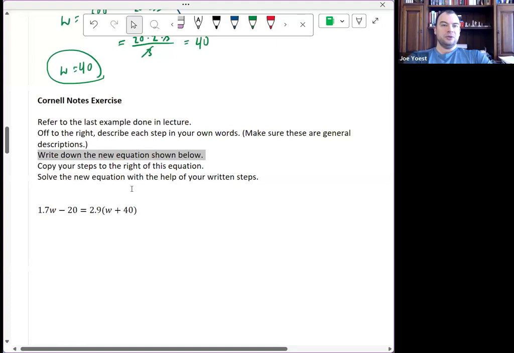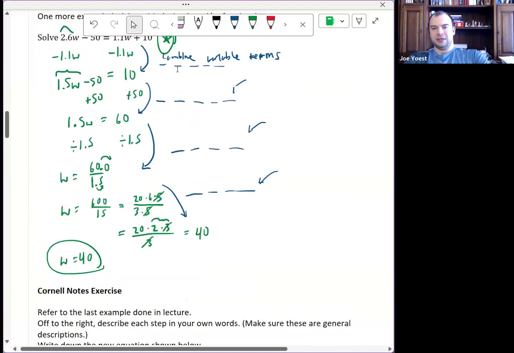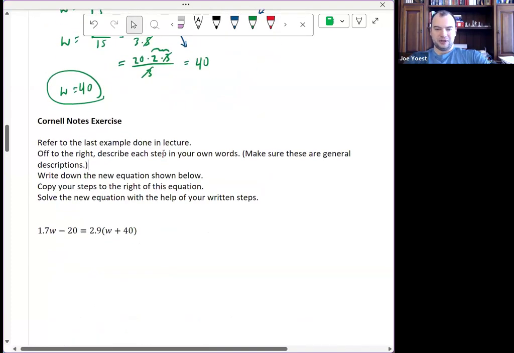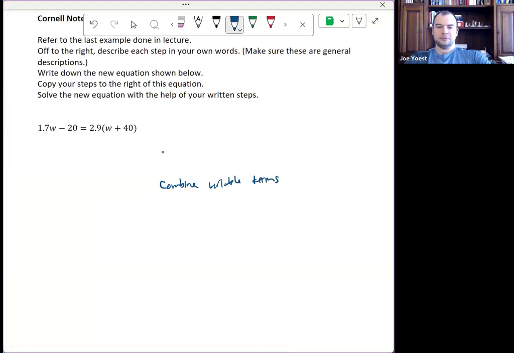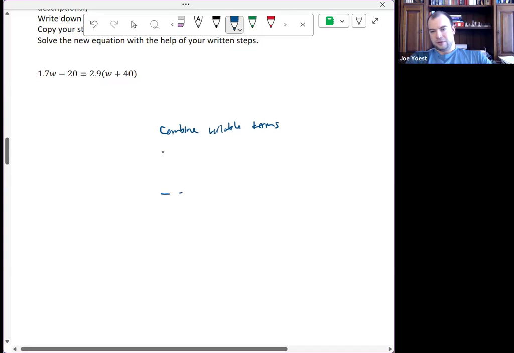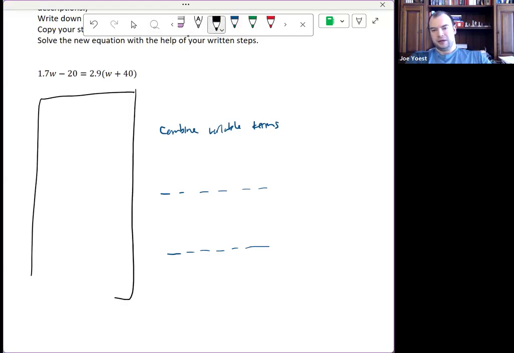And then take a new question, a new problem, a new equation in this case, that looks pretty similar, and write your steps down. So copy these blue steps down off to the right. Right, so copy your steps over here. And then use those steps to help you work through the math. Try to actually go through and solve this problem.